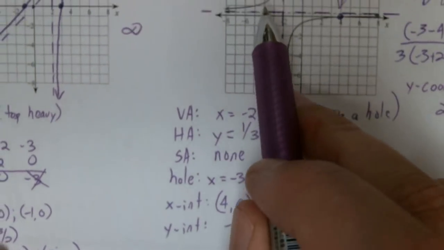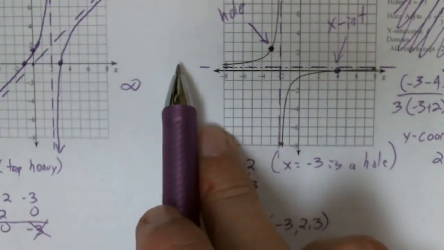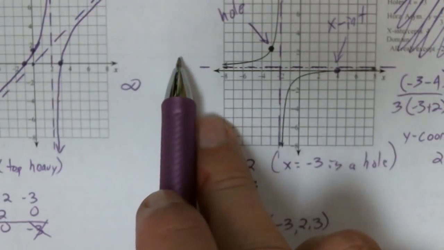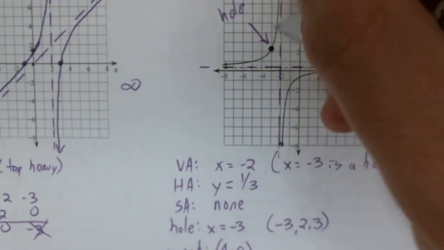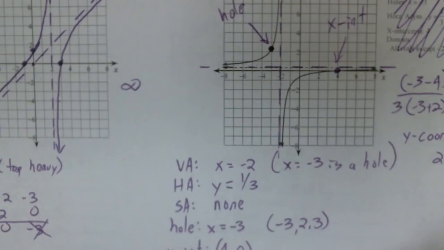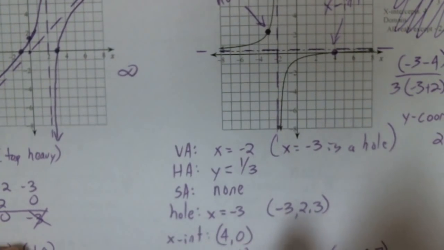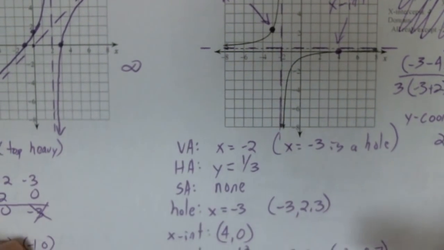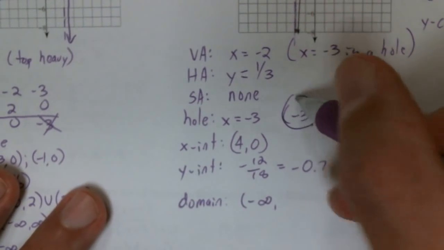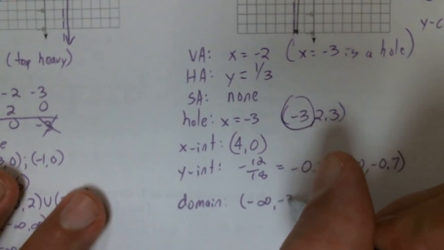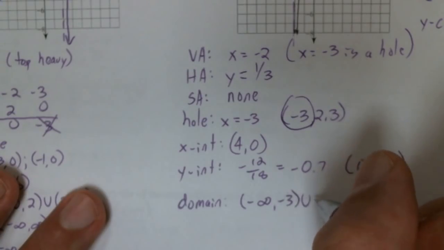Okay, so where do I have x values? As I sweep from negative infinity to infinity, I do have x values from negative infinity. I have x values until I hit the hole. There's nothing there. There's just a gap. Okay, so I have negative infinity until I hit the x-coordinate of the hole. I only care about x values. So the x-coordinate of the hole was negative 3.